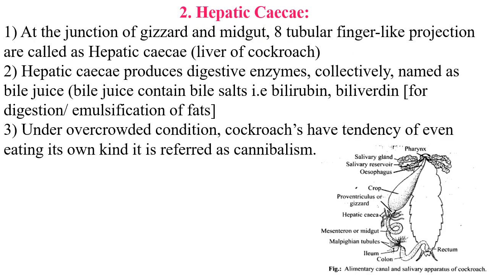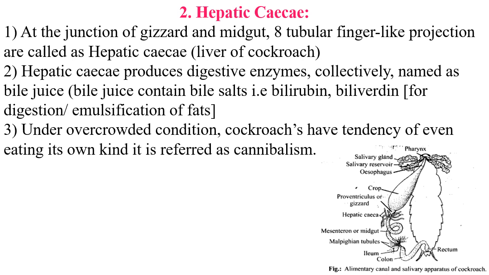The second associated gland is called the hepatic caeca. As you can see in the diagram, it is at the junction of foregut and midgut. At the junction of gizzard and midgut, 8 tubular finger-like projections are present. They are referred to as hepatic caeca. Simply you can consider this as the liver of the cockroach. Now the hepatic caeca produce digestive enzymes. Collectively they can be compared to bile juice.